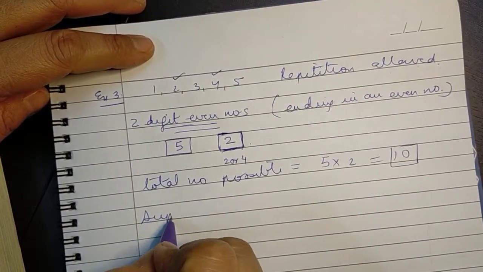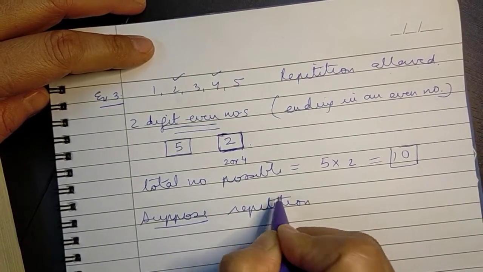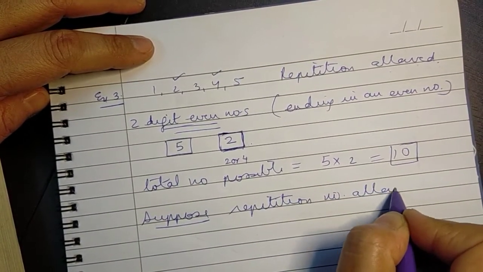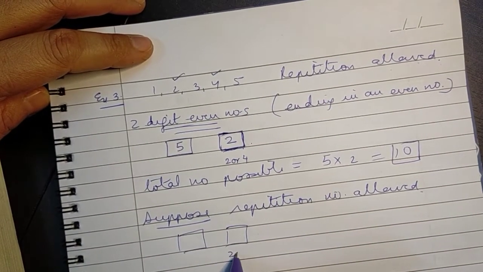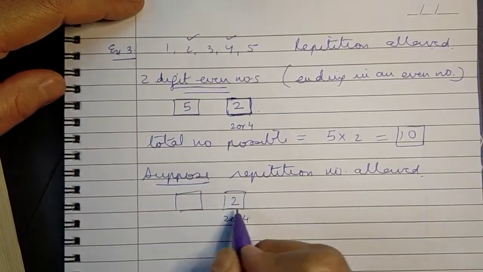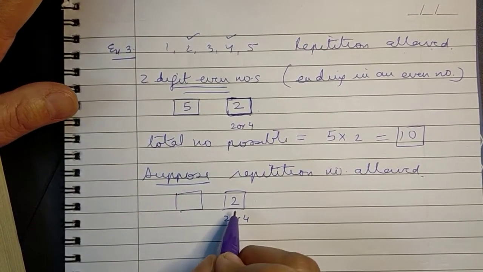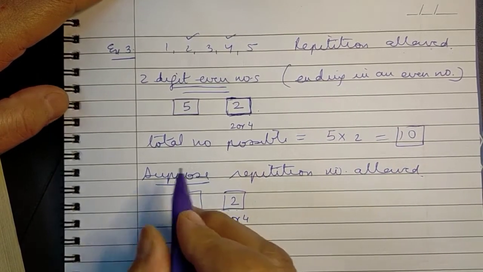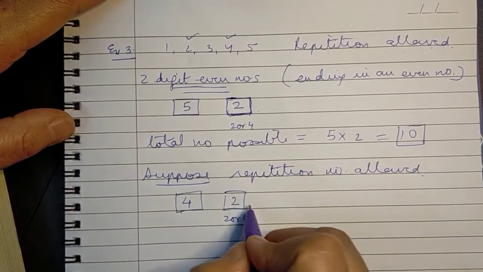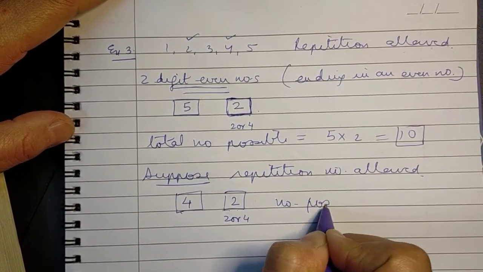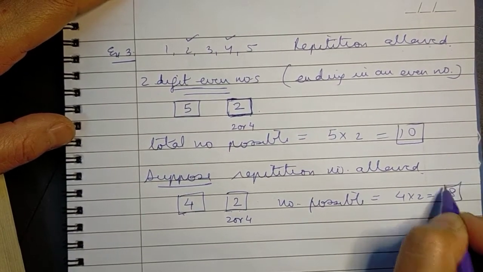Now suppose repetition is not allowed. So what will we do? There are 2 options available to fill up the rightmost place. Then after filling up the rightmost place, 1 digit is used up. Only 4 are possible to fill up the first because repetition is not allowed. So number possible is equal to 4 into 2, which is 8.